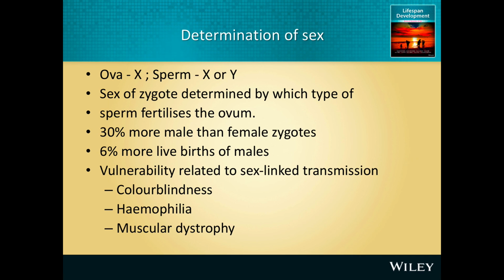So there are more Y sperm than X sperm that succeed in fertilizing the ovum, which results in about 30% more male than female zygotes. At birth, male babies only outnumber females by around 6%, and by 35 years, women begin to outnumber men, suggesting that males may be more genetically vulnerable than females. So vulnerability is actually linked to sex-linked transmission because males have XY and females have XX.